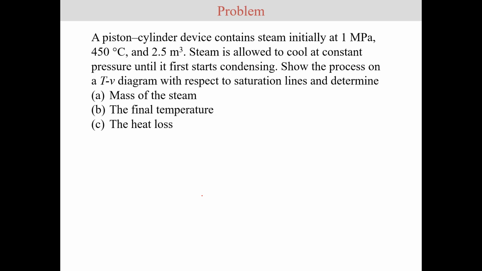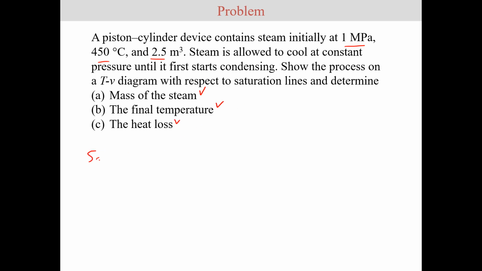Let's go ahead and continue with an example problem here. So let's take a look at this. It says a piston cylinder device contains steam initially at 1 megapascal, 450 C, and 2.5 cubic meters. Steam is allowed to cool at constant pressure until it first starts condensing. Show the process on a T-v diagram with respect to saturation lines and determine the mass of steam, the final temperature, and the heat loss.